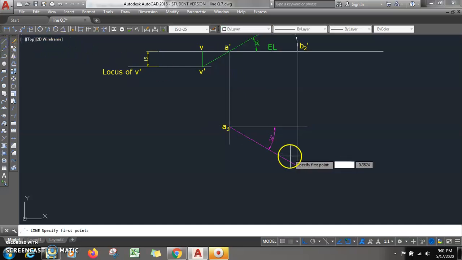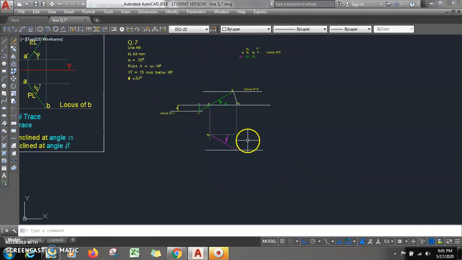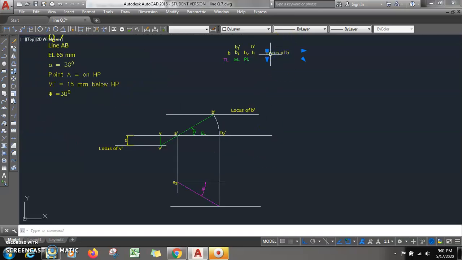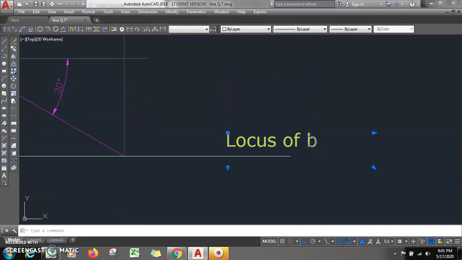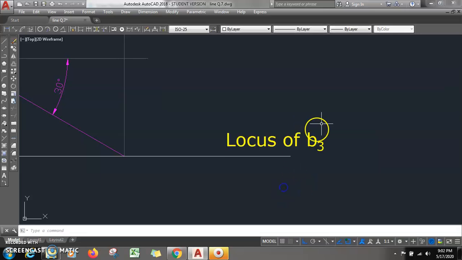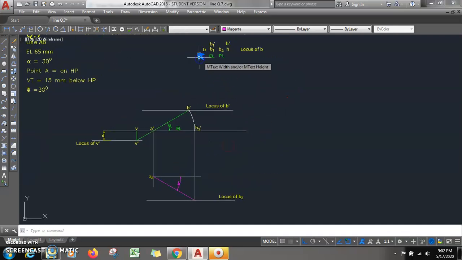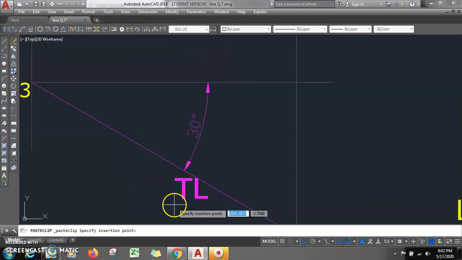So once we get this end point, from this point we need to draw one horizontal. ठीक है, as this point is A3, this will be the locus of B3. So this is locus of B3, you see. ठीक है, so this length is what, you can see, this length is true length.